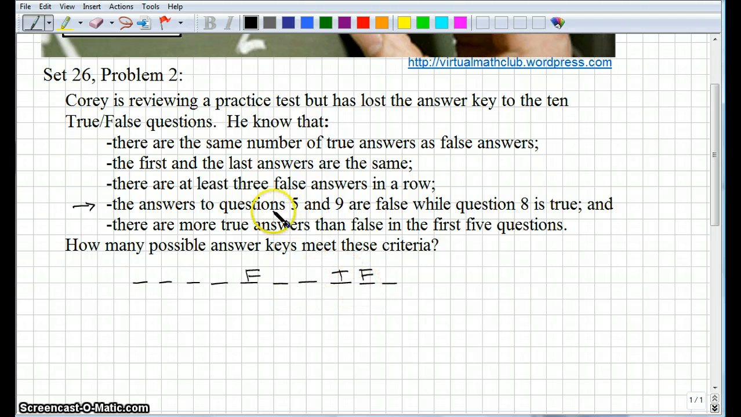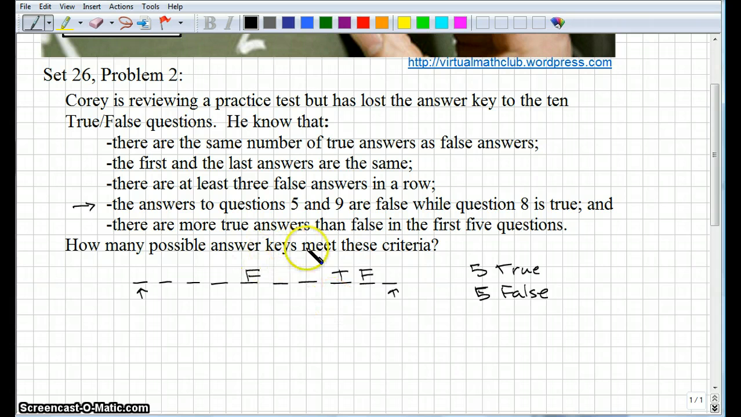We're also given that the first and last answers are the same. So if this is true, then this has to be true. And if this is false, then this has to be false. Okay, we'll keep that in mind. We know there's the same number of true answers as false answers, so we have to have 5 true and 5 false.